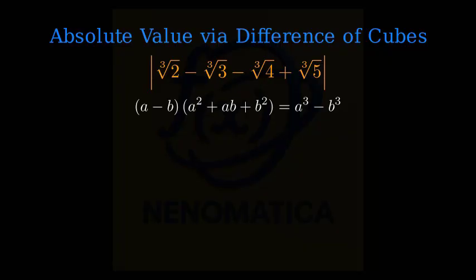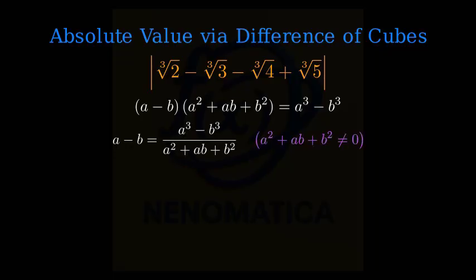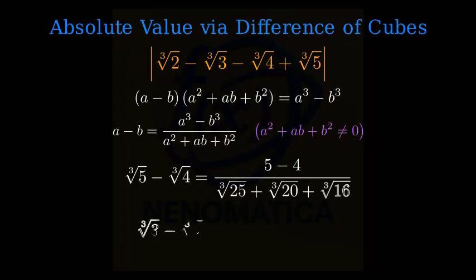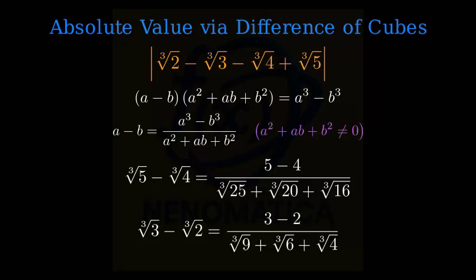(a − b)(a² + ab + b²) = a³ − b³. Step 2. Solve this identity for a − b. As long as the sum a² + ab + b² is not 0, we can write a − b = (a³ − b³) / (a² + ab + b²). Step 3. We apply this to two helpful differences.